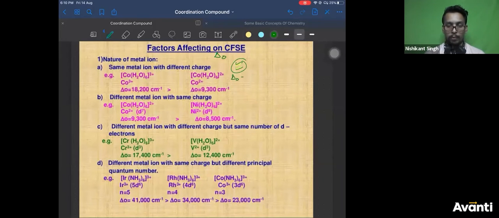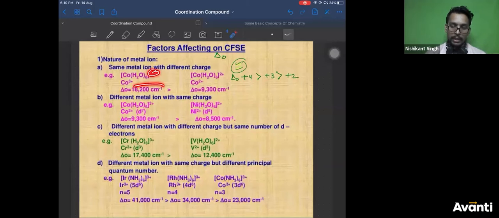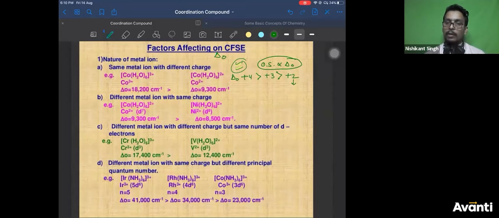Delta O value for +4 charge is more than +3, which is more than +2. You can see here delta O for the +3 oxidation state is 18200, and for the +2 oxidation state it is 9300. So as you increase the oxidation state, delta O increases. Just to give you an example, here delta O is not very high, so the ligand will affect.